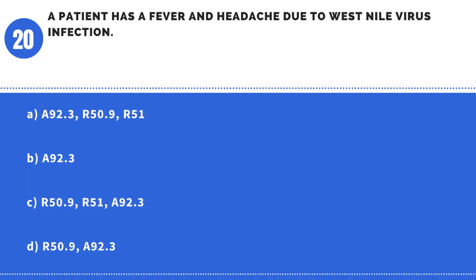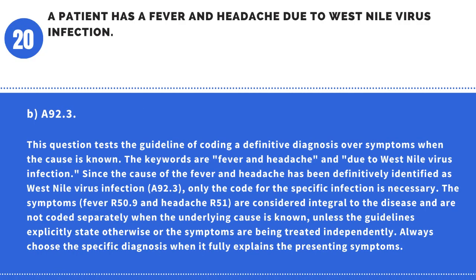Question 20. A patient has a fever and headache due to West Nile virus infection. A. A92.3, R50.9, R51. B. A92.3. C. R50.9, R51, A92.3. D. R50.9, A92.3. Answer, B.